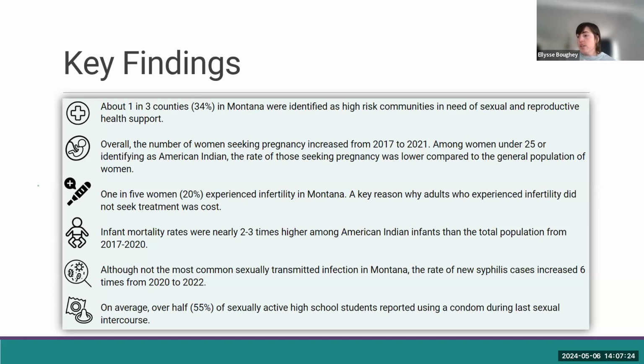And number 5, although not the most common STI in Montana, the rate of new syphilis cases increased 6 times in the past few years. And lastly, on average, over half of sexually active high school students reported using a condom.